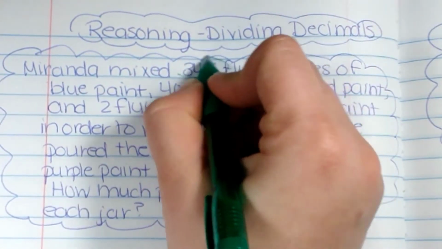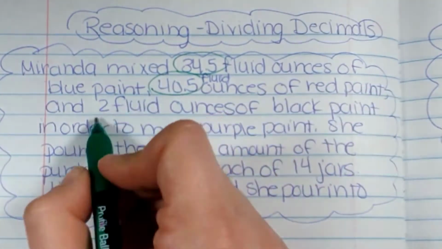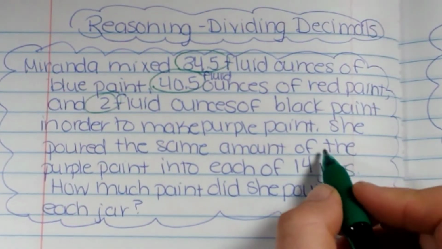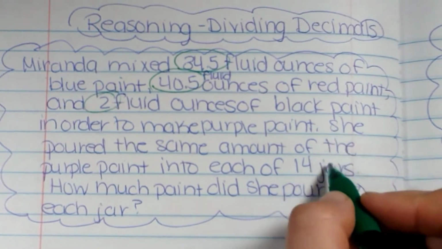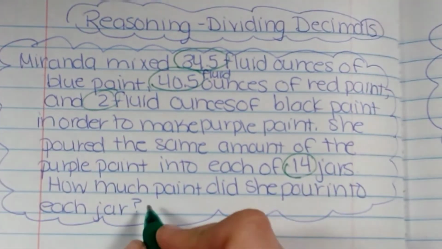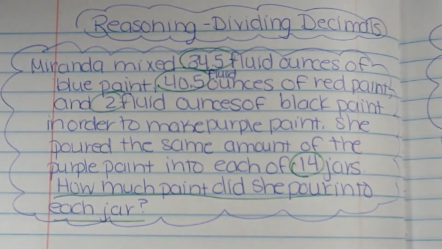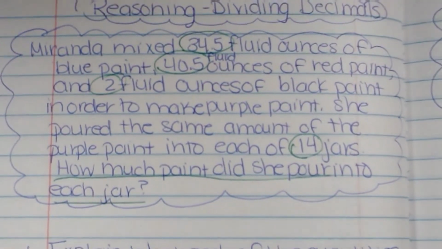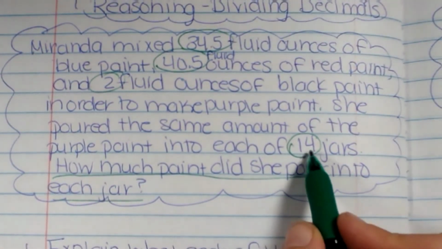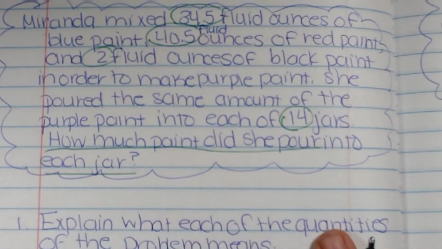Miranda mixed 34.5 fluid ounces of blue paint, 40.5 fluid ounces of red paint, and 2 fluid ounces of black paint in order to make a purple paint. She poured the same amount of purple paint into each of 14 jars. How much paint did she put into each jar? So I have to find out, first of all, how much paint she has. This is a two-step problem. Then I have to find out how much she put in each of the 14 jars.